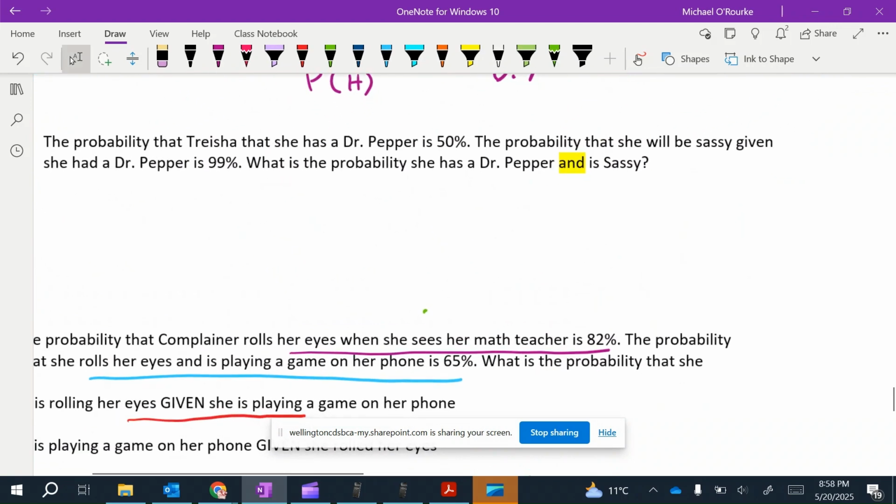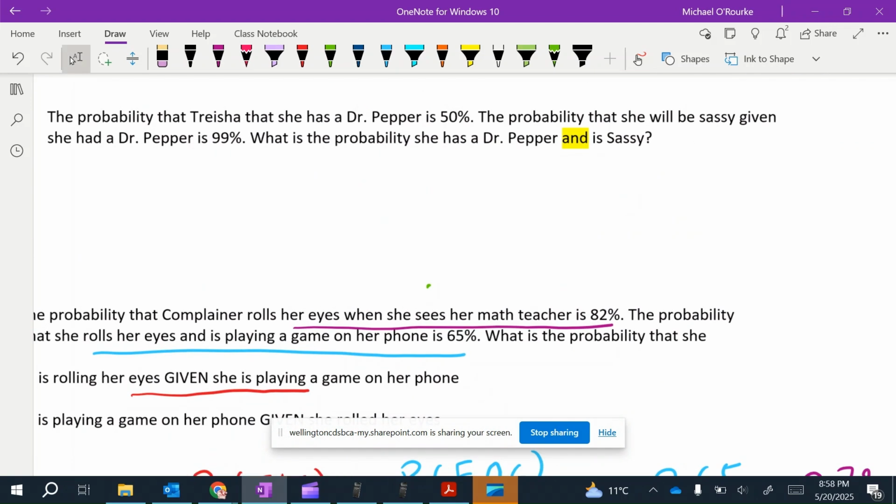Last one here. Tricia was a student in my class who loved Dr. Pepper. So the probability that Tricia has a Dr. Pepper is 50%. The probability that she will be sassy given she has a Dr. Pepper is 99%. What's the probability she has a Dr. Pepper and is sassy? So that's going to equal, I'm going to fill out this one first, probability that she's sassy given she got a Dr. Pepper.